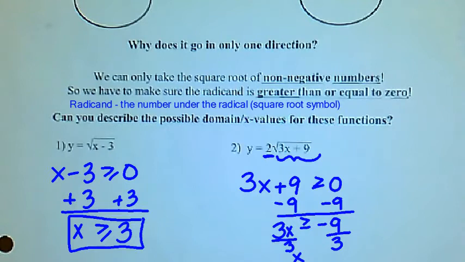So x is greater than or equal to negative 3. And that's how you would find the domain, or your possible x values for a square root function.